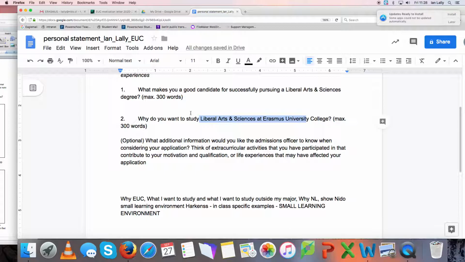How many passports do we have on the basketball team? How many languages are spoken? Have you gone to a SAC and represented your school? Do you plan on participating in athletics or sports at Erasmus University College? Those are the things that they're talking about.